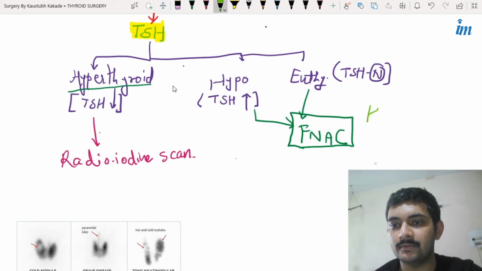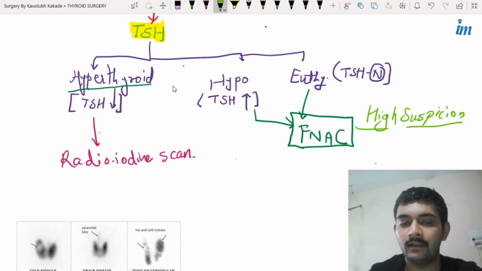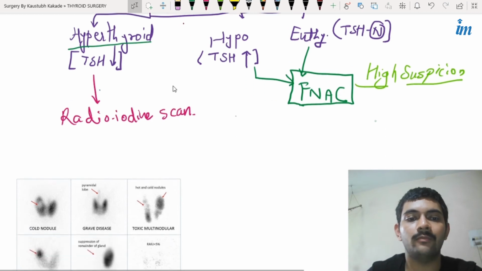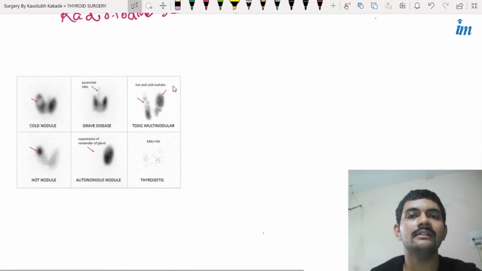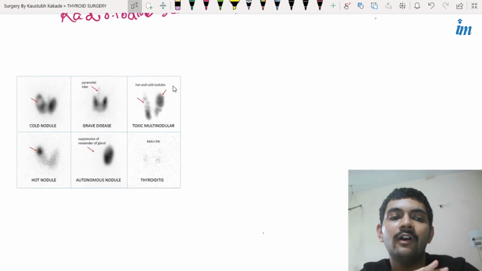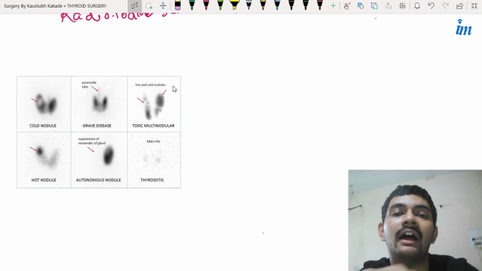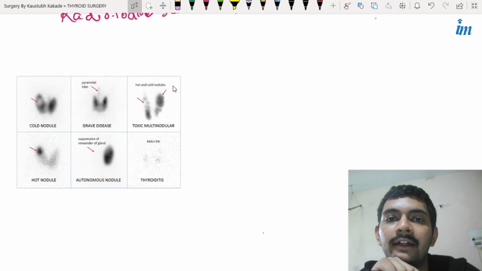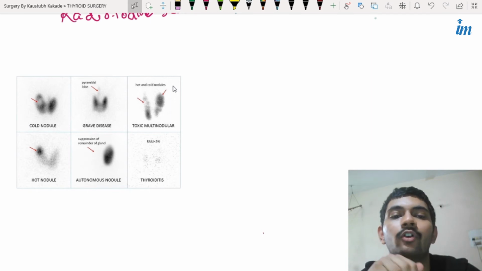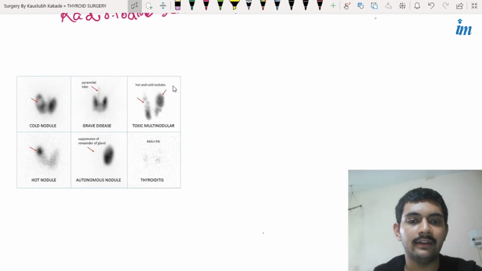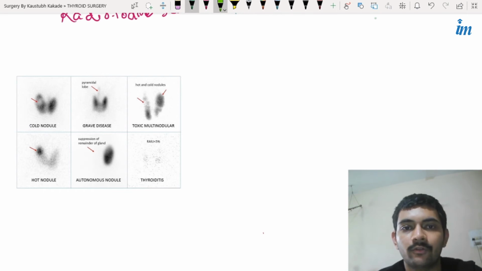there is high suspicion, right? Now, let's see what you get from a radioiodine scan. Yes. Now understand, if a nodule is highly active, it will take the dye. But if it is not active or low active, it will not take the dye. It's that simple, that you can understand from this image. Now just pay attention over here.